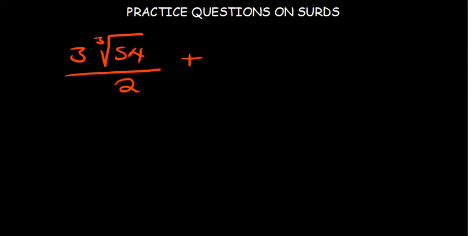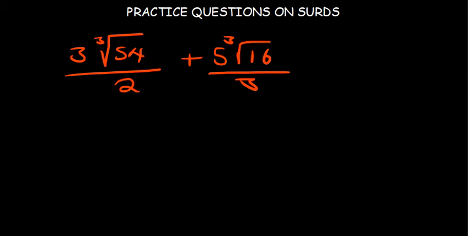Then let's move. Let's say you have 3 multiplied by the third root of 54 over 2, plus 5 third root of 16, divided by 3. So feel free to pause the video and try this one out.